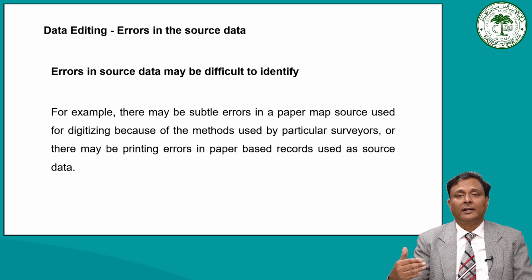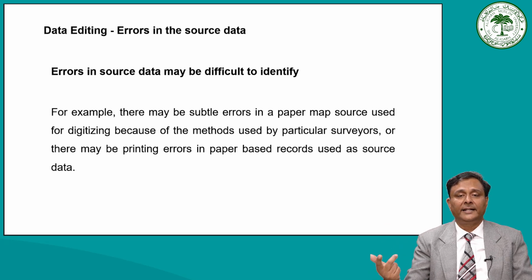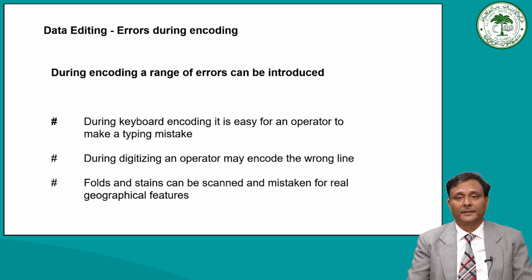Now, another kind of data editing is required when errors occur in source data. Errors in source data may be difficult to identify. For example, there may be subtle errors in a paper map source used for digitizing because of the methods used by particular surveyors. If the original data has some error, that is very difficult to remove, but if you are aware of it, then we can rectify it so that the errors may not come there.